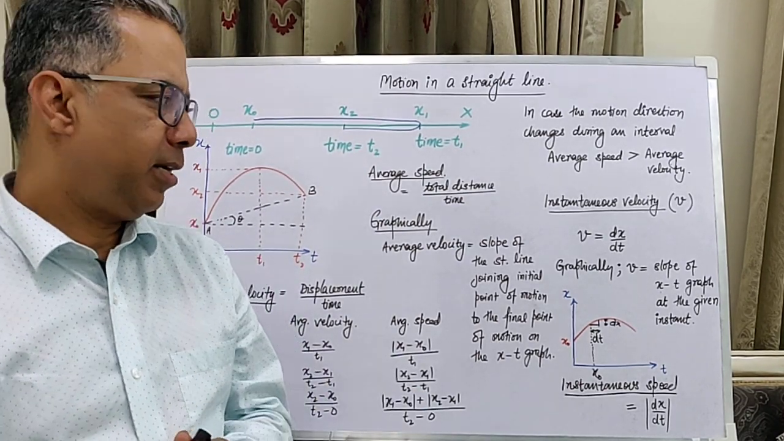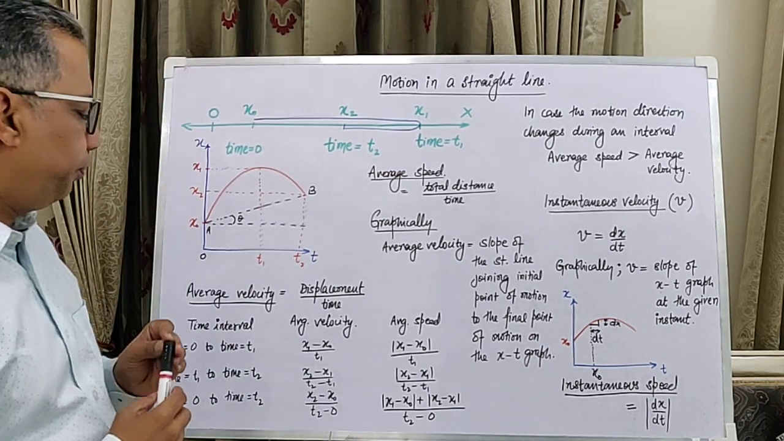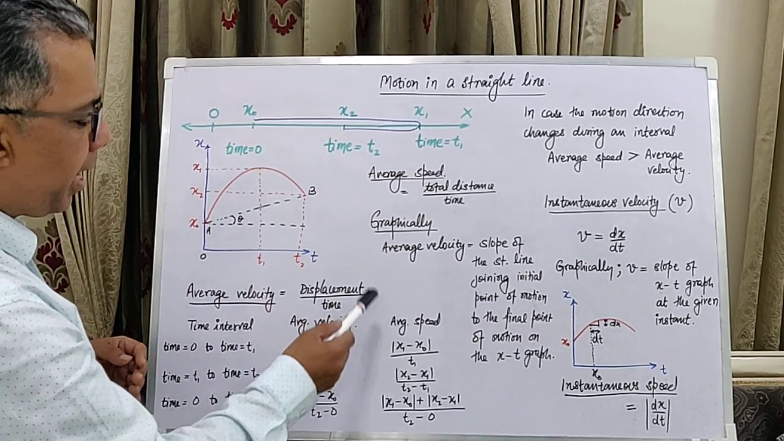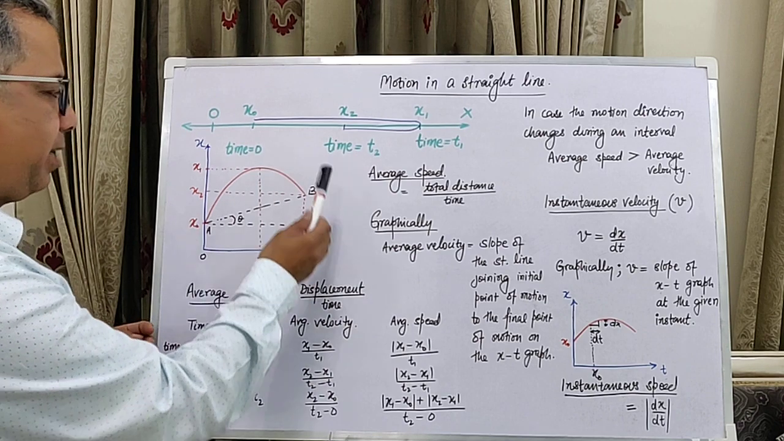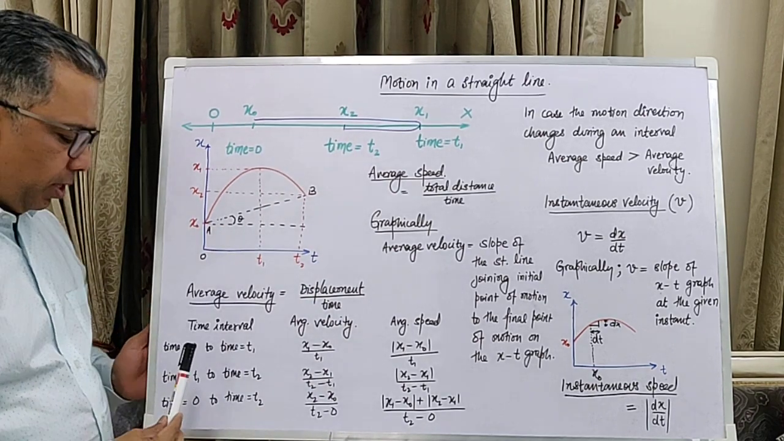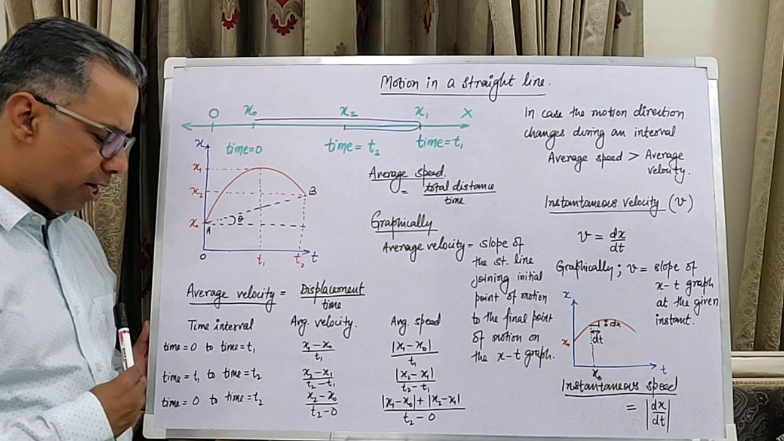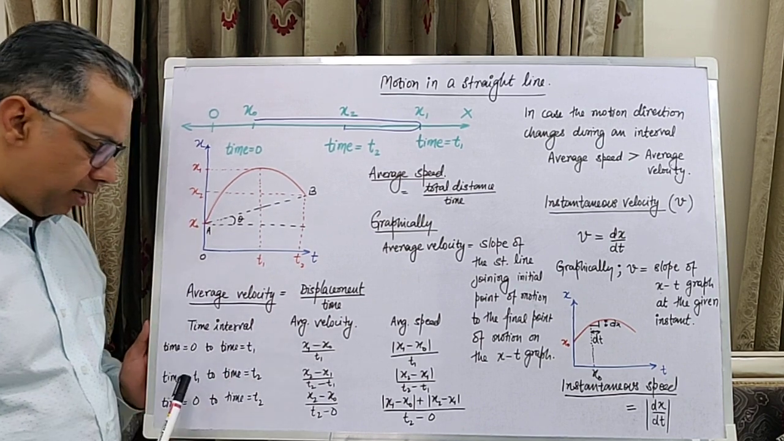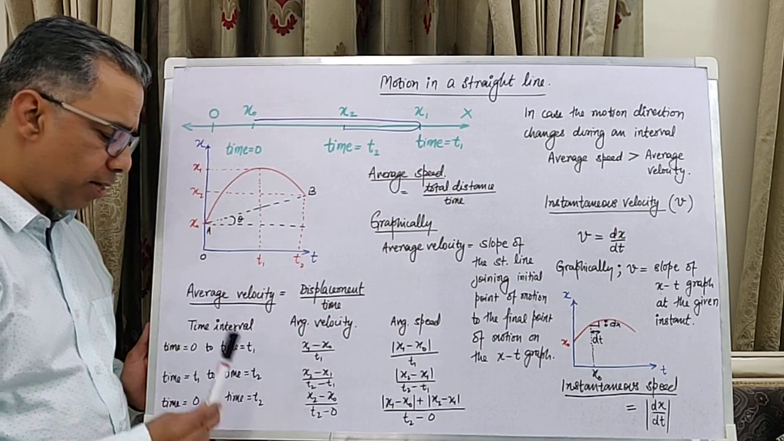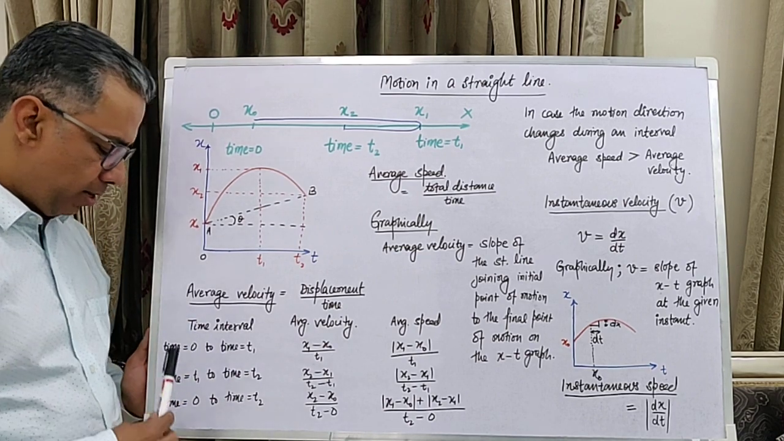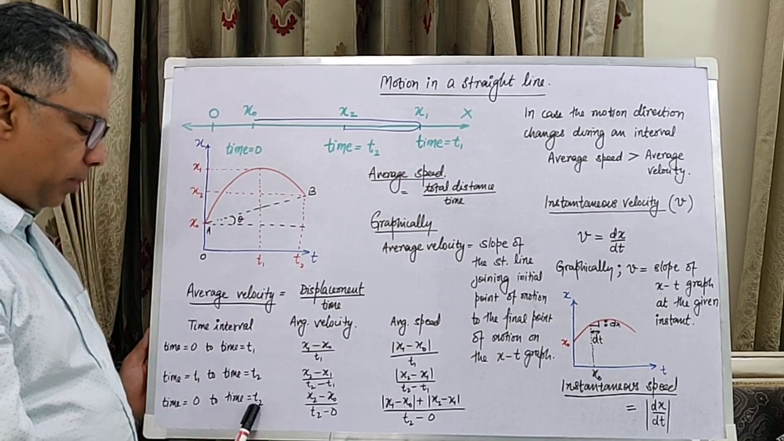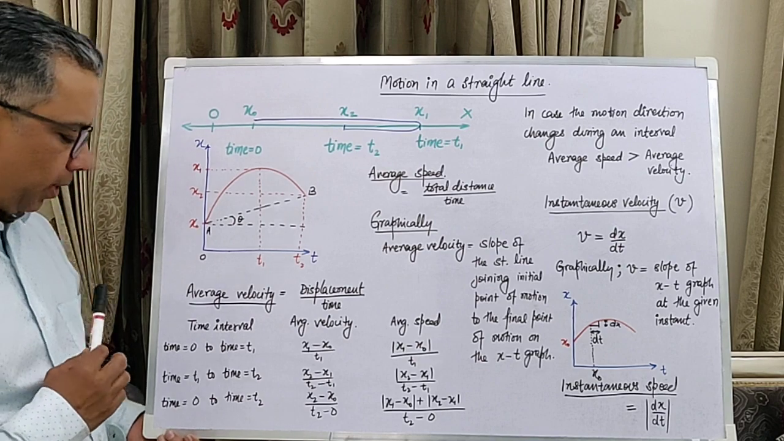Now if we were to look at average velocities during various intervals here, we'll be looking at 3 different intervals. The first one is from time 0 to time t1, the second one is from time t1 to time t2, and the third one is from time 0 to time t2.